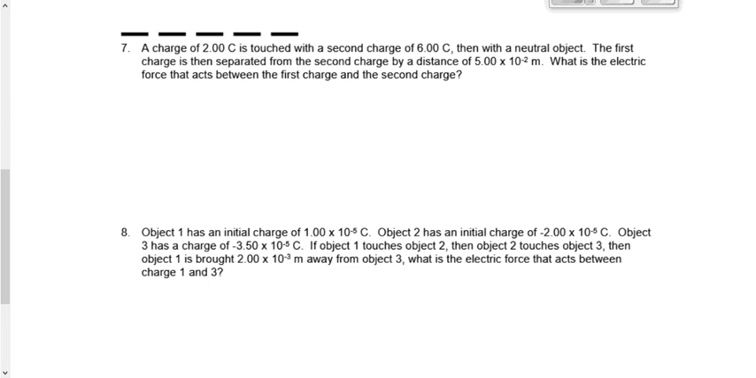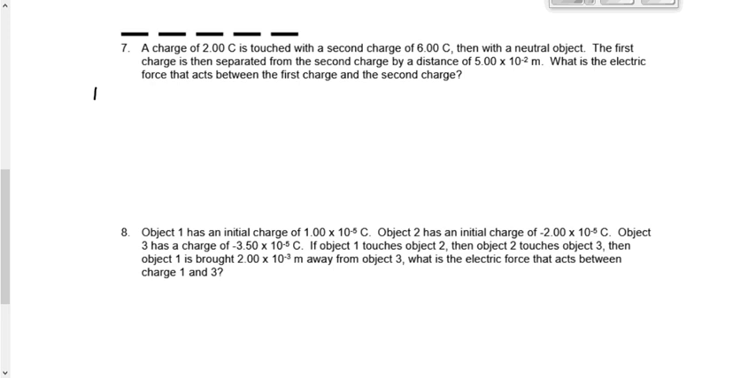7 says a charge of 2 coulombs is touched to a second charge of 6 coulombs. Then with a neutral object, the first charge is then separated from the second charge by a distance of 5 times 10 to the negative 2. What's the force that acts between them? This is one of those questions where they touch and then we want to find the force. So it's two problems.